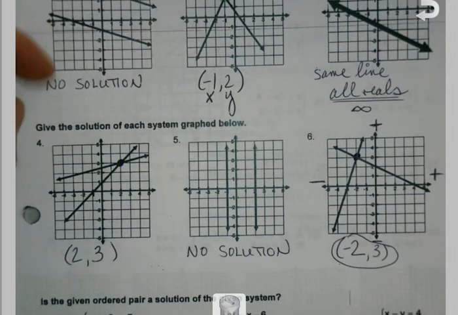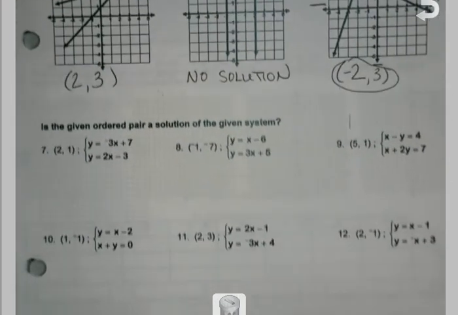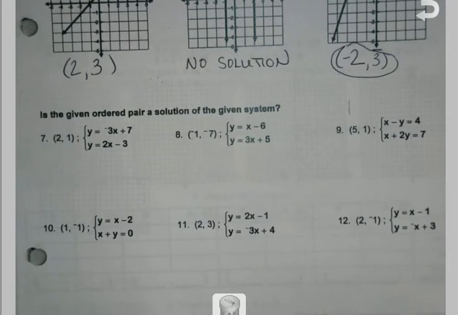Now I do want to introduce you to something that occasionally can pop up. And we're not going to do all of these, but just to kind of see how this works. Is the given ordered pair a solution? Like, but they didn't give me a picture. How am I supposed to know? Well, here's how we do it.